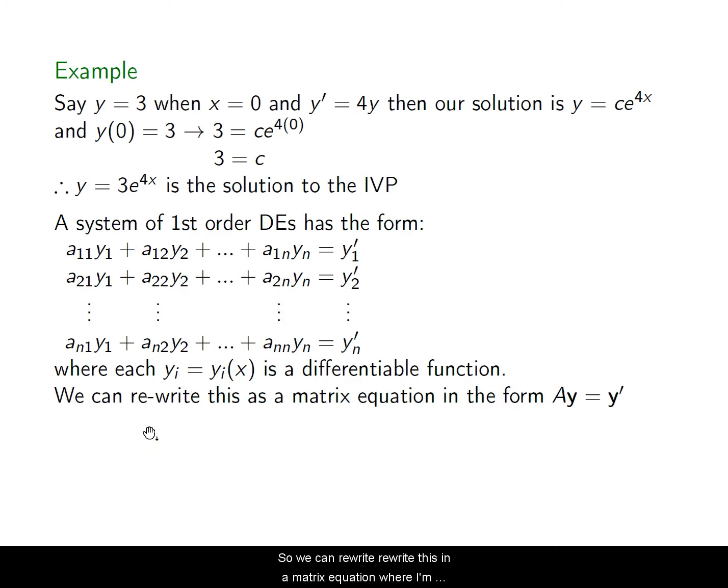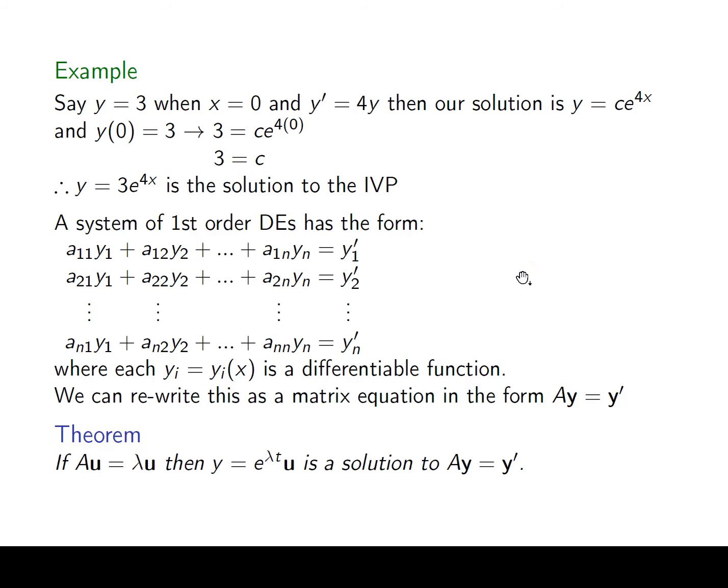We can rewrite this as a matrix equation where I'm taking the coefficients and turning them into a matrix, which I call A. I have a y vector, which is y1, y2, all the way to yn, and that will equal my derivative vector, where I'm taking the derivative of all of these y's. So I can write this as a matrix equation, which we know how to solve. Okay, we're actually not going to solve this in the general way. We're going to use, obviously, eigenvalues and eigenvectors to do this.